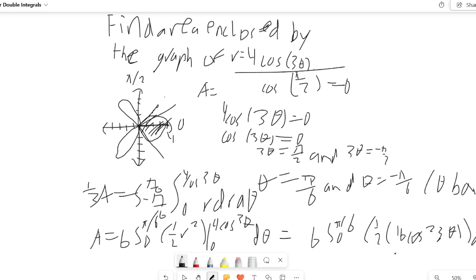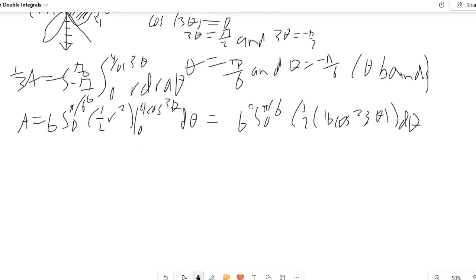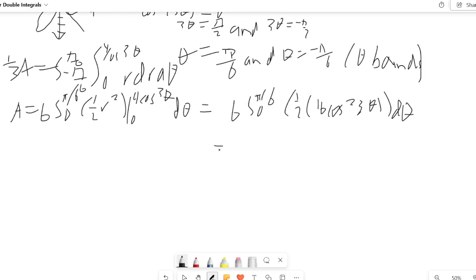There's nothing for 0, so we can ignore that. So this would equal 6, the integral from 0 to pi over 6, times 8 cosine squared 3 theta d theta. And we can take out the 8 and just try to integrate cosine squared. You integrate cosine squared from there.